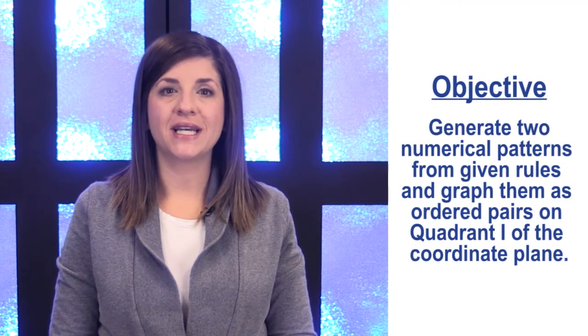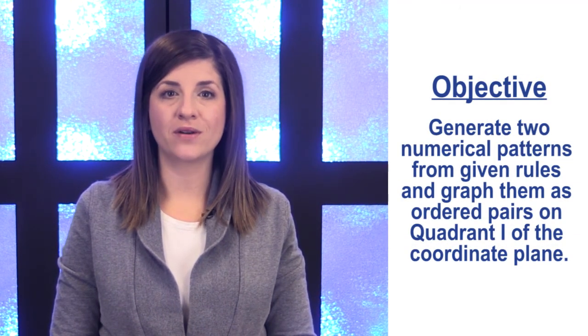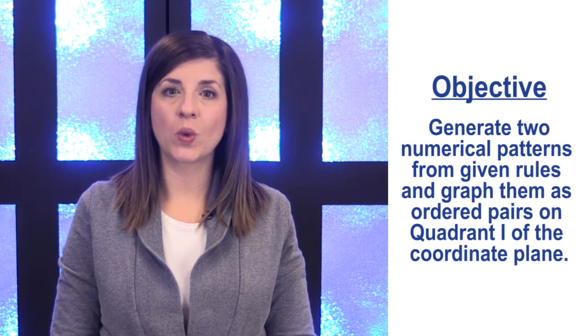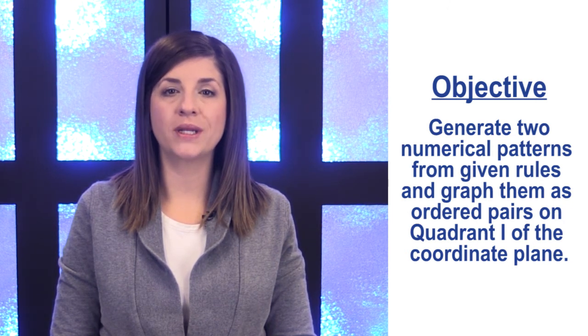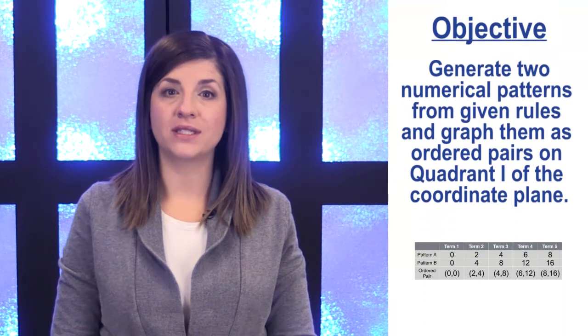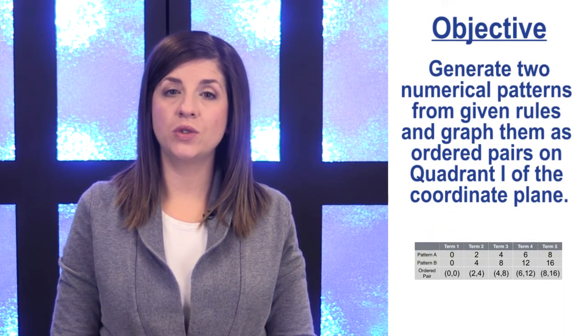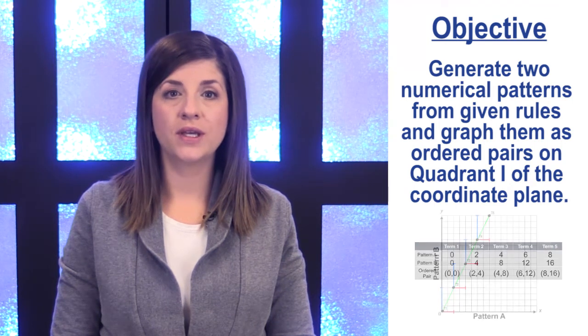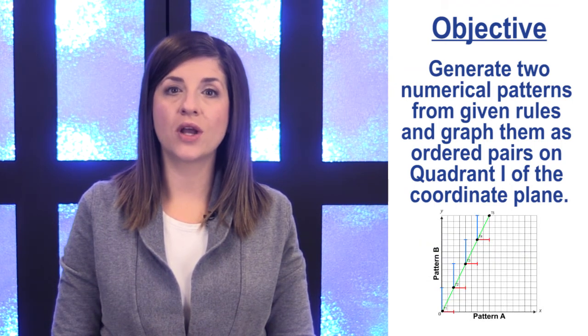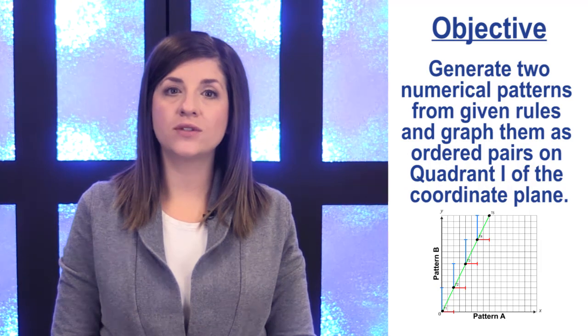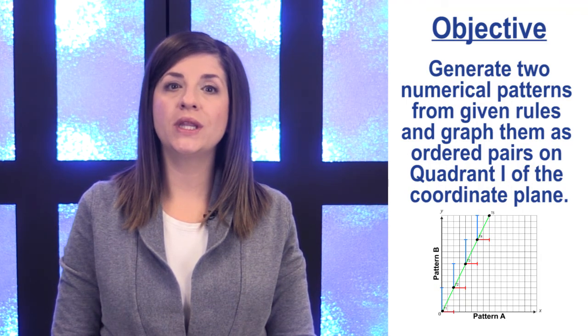The objective for this lesson was to generate 2 numerical patterns from given rules and graph them as ordered pairs on quadrant 1 of the coordinate plane. We met this objective by calculating values for points given a rule, and then wrote the 2 numerical patterns as ordered pairs. We then charted the ordered pairs on a coordinate grid and used the graph to determine relationships between the 2 patterns.